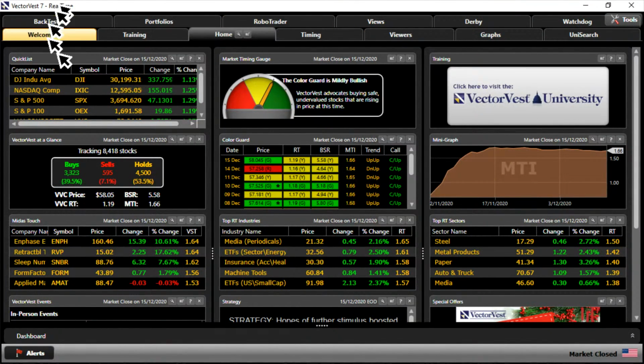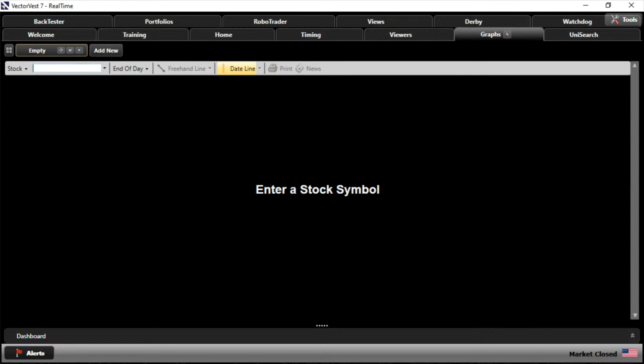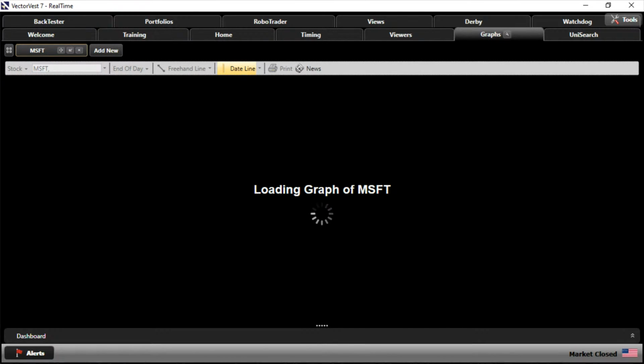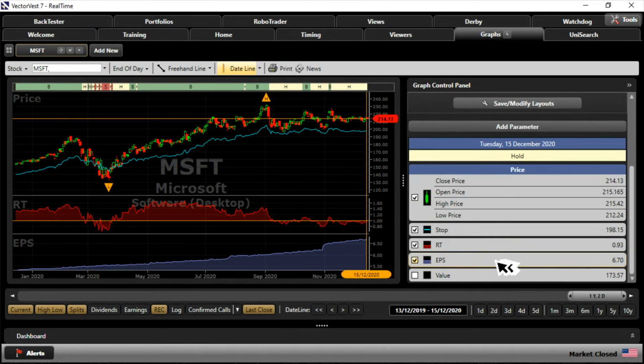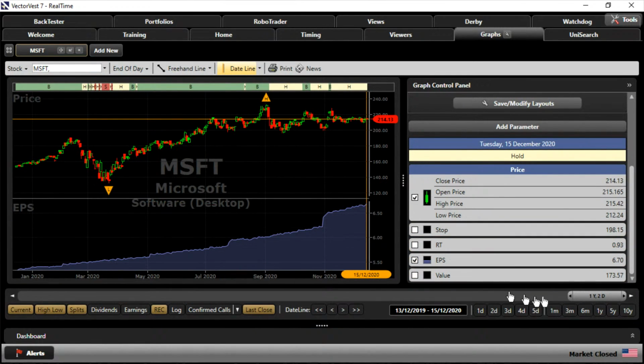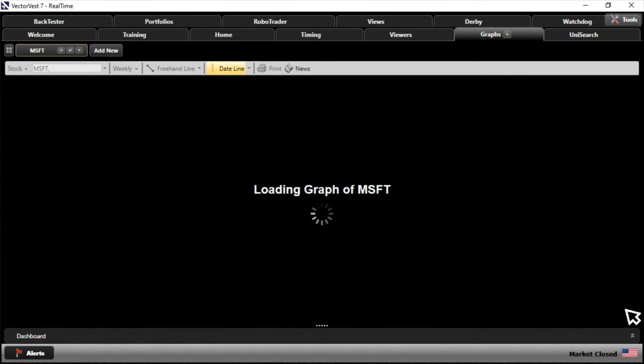All right, so here I've got USA loaded up. We'll do the exact same exercise for America. I'll give you a sneak peek at one stock where it really jumps out. We've all heard of Microsoft, right? MSFT. Have a look at this one here. Let's go to graph layouts, VectorVest Simple, and keep it real simple to begin with.